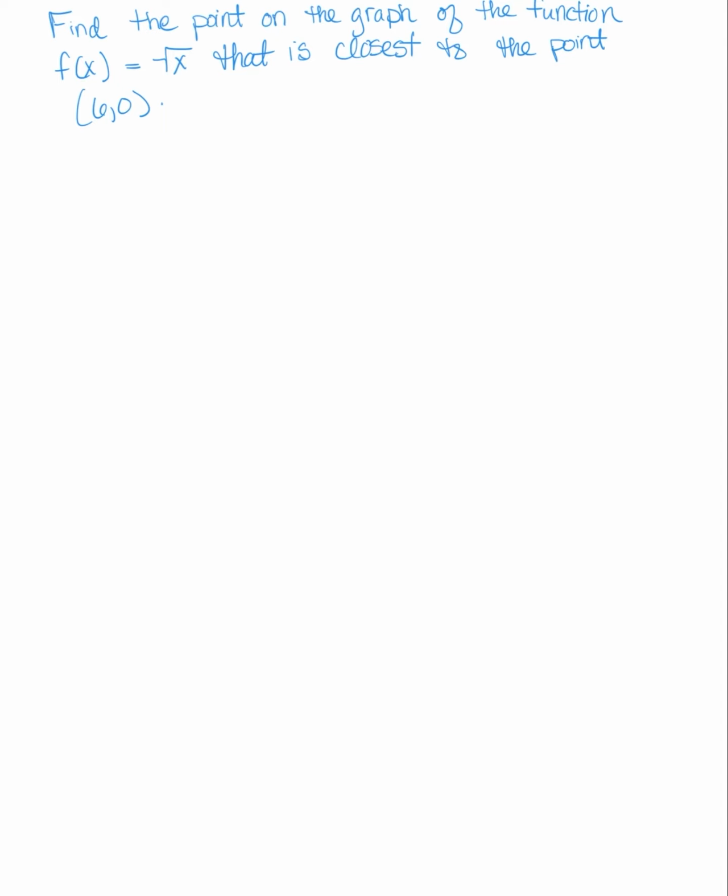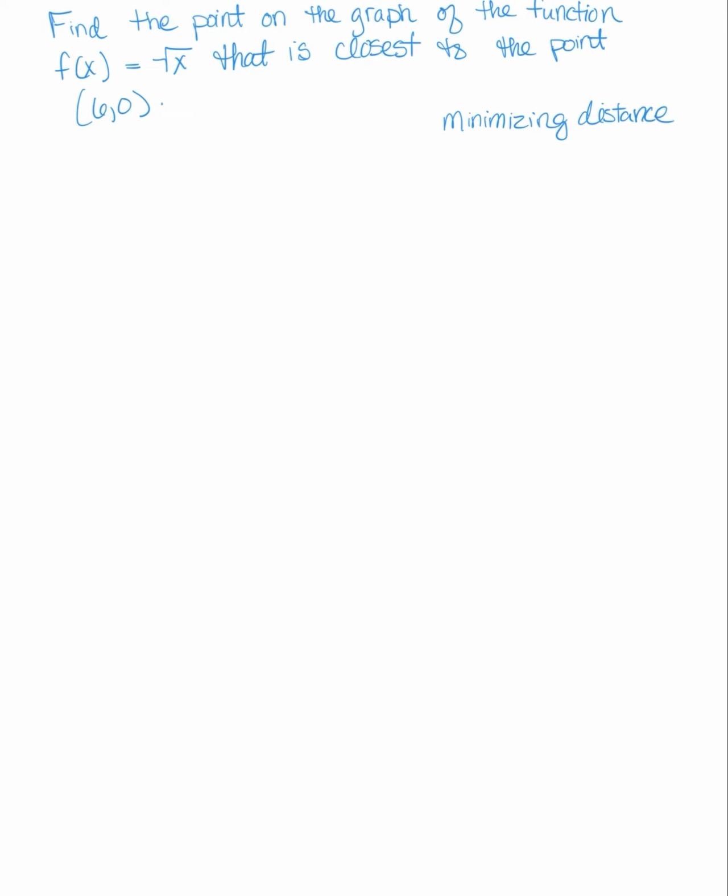Okay, so let's look at this. If you have a problem that says find the point on the graph of the function f of x equals square root of x that is closest to the point 6, 0. Okay, so when you see closest, you know that that's going to be minimizing, right? We want to minimize something. Well, if we're saying closest, we're going to be minimizing distance.